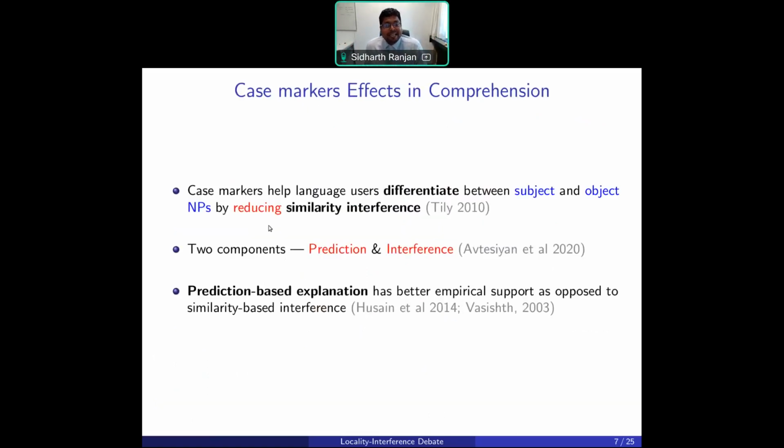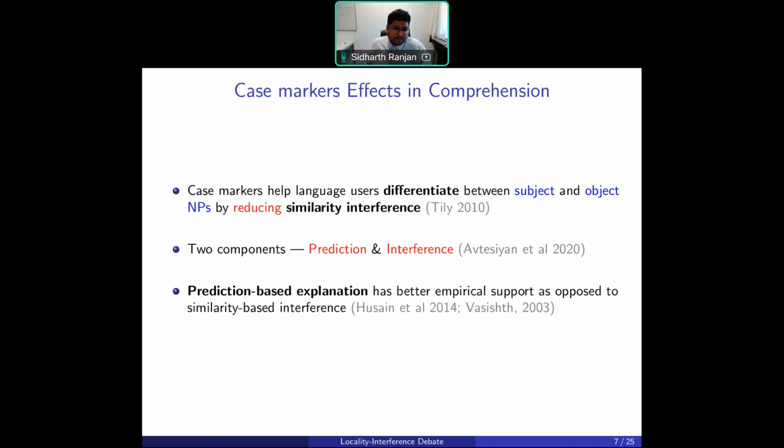Since we are dealing with Hindi, which has a rich case marking system, people have also investigated the effects of case markers in sentence comprehension. Case markers are well known to differentiate between subject and object NPs by reducing similarity-based interference. This happens because the subject will have a different case marker, let's say an ergative case marker, and the object will have an accusative case marker. So now they have different functionality.